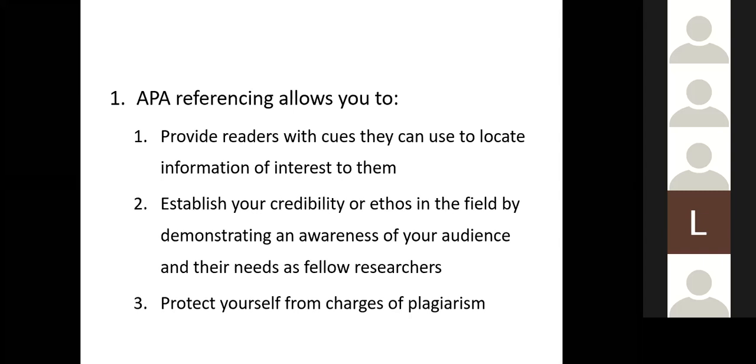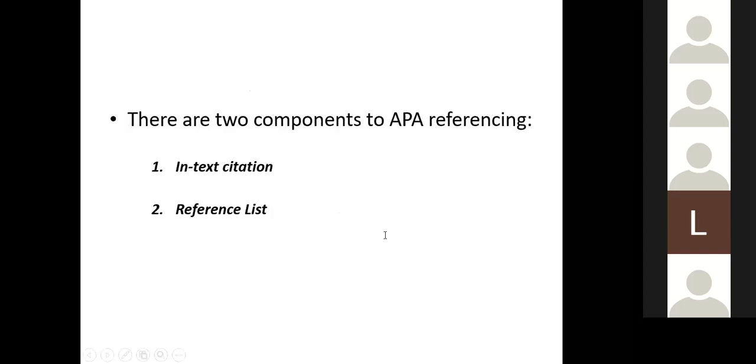Unlike in a business where people have properties and all that, in academia or in academic work, it's the knowledge that you produce that's your property. So if somebody has taken your knowledge without referencing you, you also have the right to take the person to court. So referencing protects you from plagiarism and others.